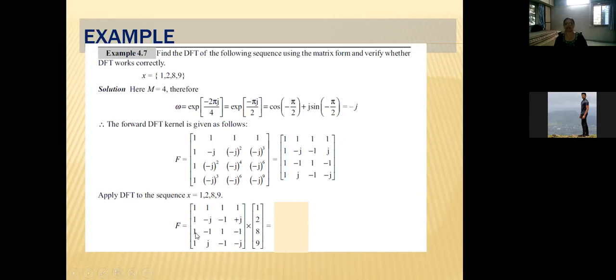Similarly, you can determine the third coefficient by multiplying the third row with this column: 1 into 1 minus 1 into 2 plus 1 into 8 plus minus 1 into 9. So it will be again a real number. And the last coefficient, that is the fourth coefficient, you can determine by multiplying the last row by this column. Again, the last coefficient is a complex term because it has a real part as well as j terms. So this is your final answer.